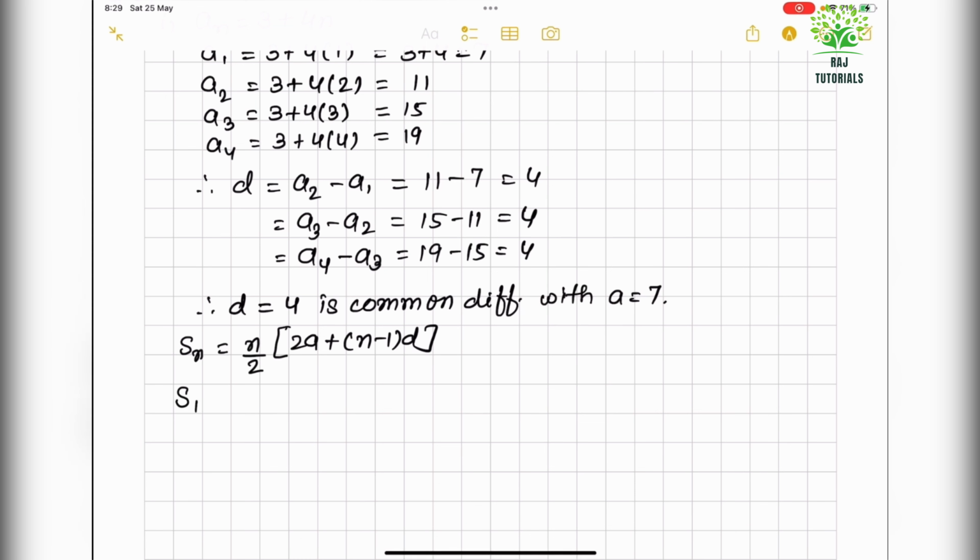S15 is 15 by 2 into 2 into 7 plus 15 minus 1. So 14 into D was 4. So that is coming as 15 by 2 into 70. So that will be equal to 525.